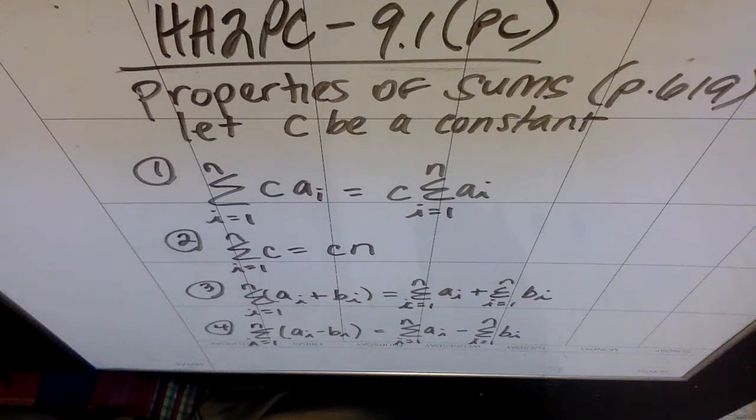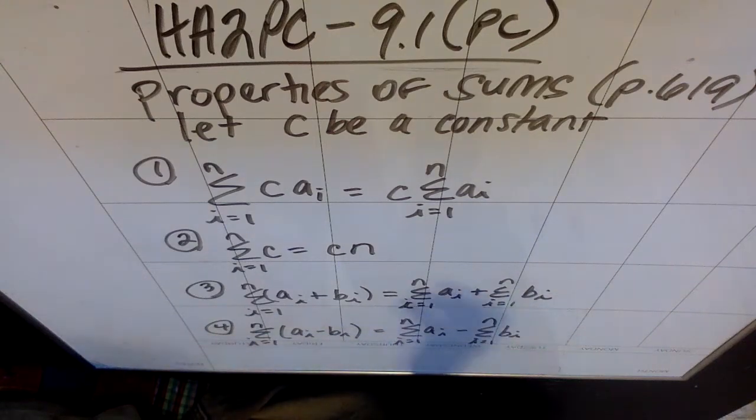Honors Algebra 2 Pre-Calculus. We're doing section 9.1 in Pre-Calc, which is sequences and series. So let's go over some properties of sums that we see on page 619. So C is a constant in this situation, and I'm going to try and walk you through an example of why some of these things are true, or at least explain the concept of how they work.